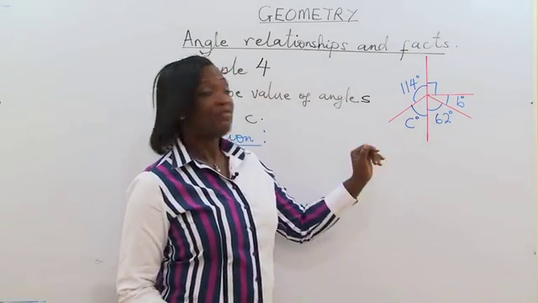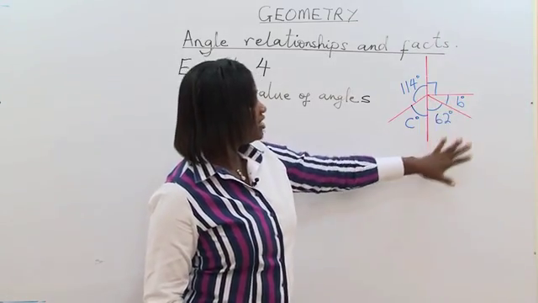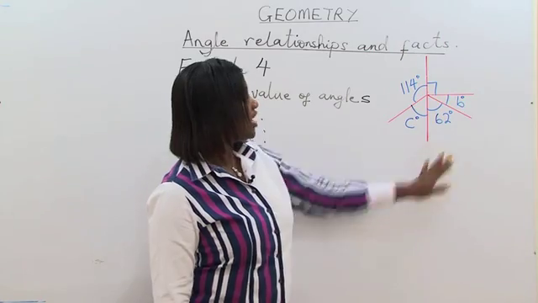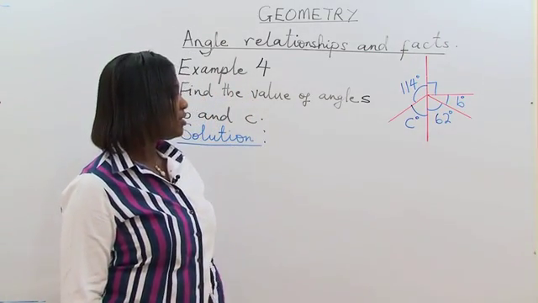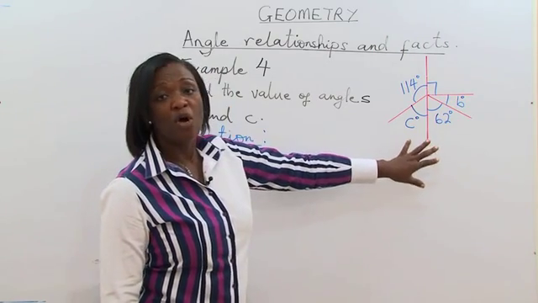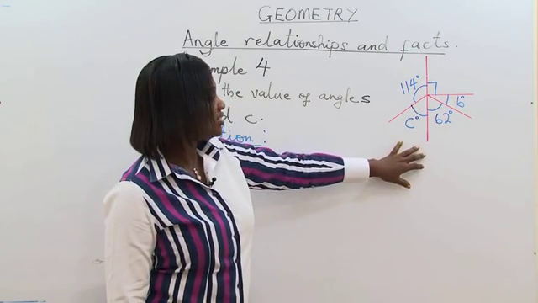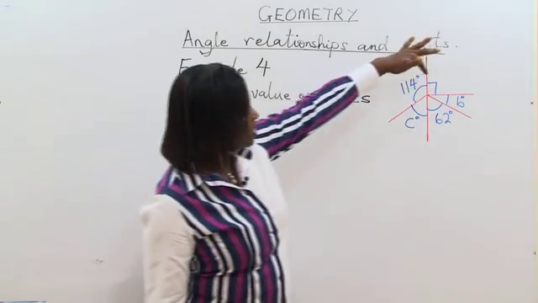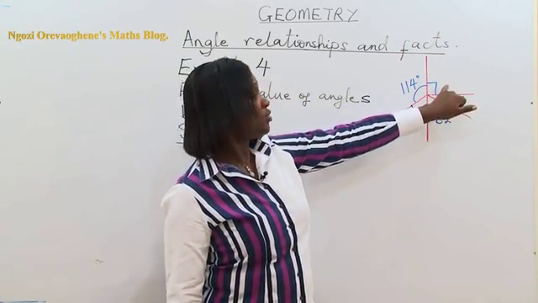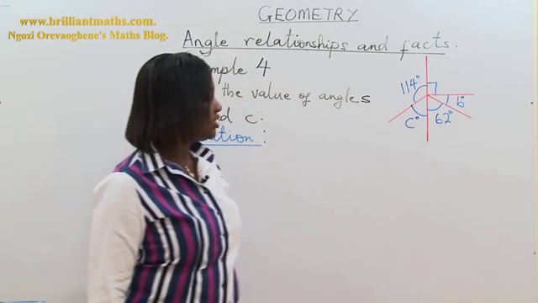Example 4. Find the value of angles B and C. Before you can find the values of angles B and C in this diagram, you really have to look at the diagram carefully. Inspect the diagram to find any known or given facts. For example, this angle is a right angle. That means it's equal to 90 degrees.